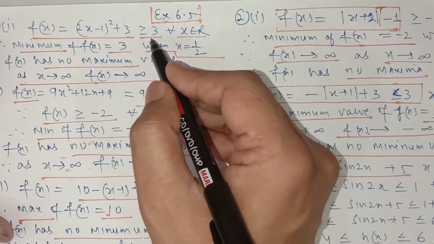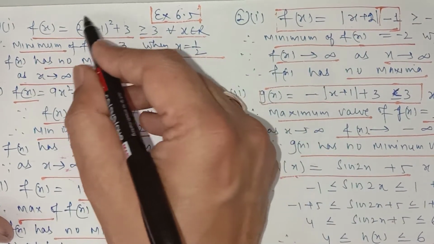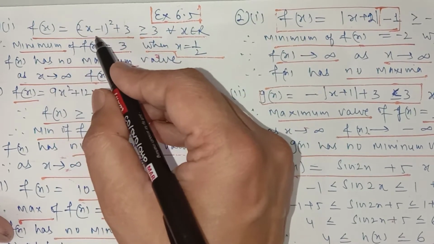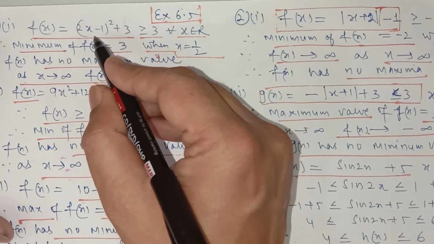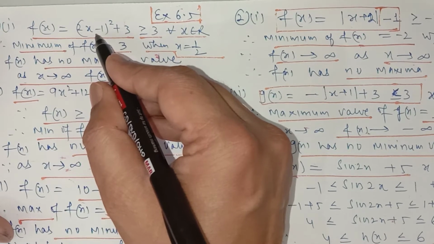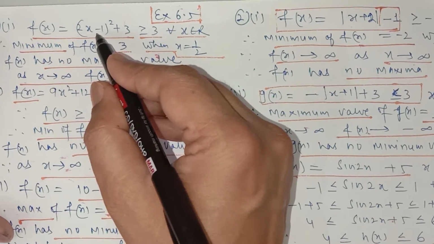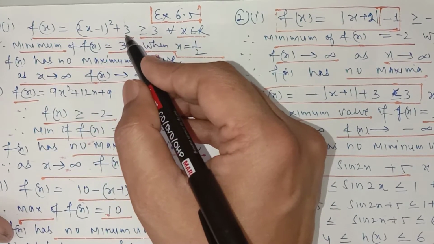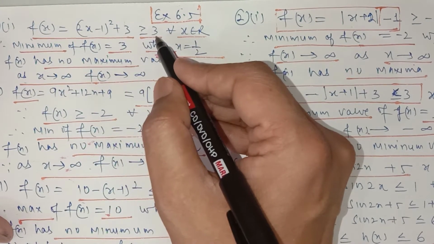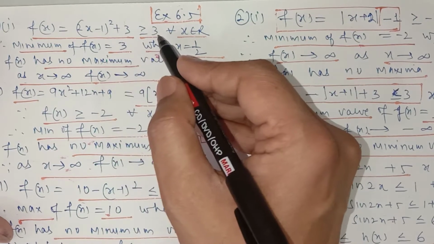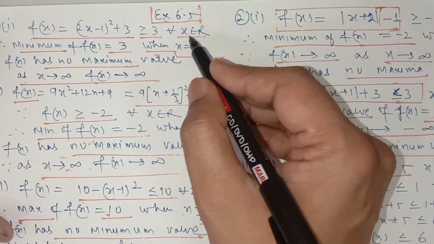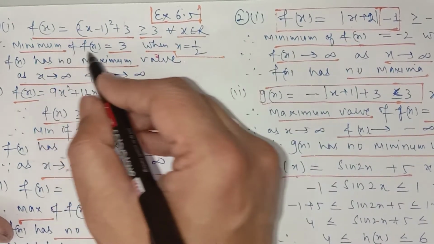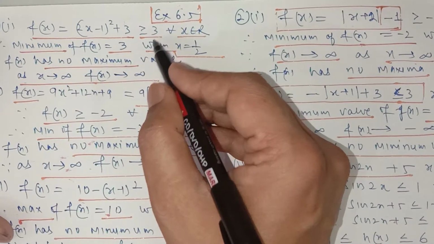Why should it be greater than or equal to 3? Because a perfect square cannot be negative. Its minimum value will be 0. It cannot be less than 0. So 0 plus 3, it means its minimum value will be 3, for all real numbers, whatever the value of x, where x belongs to the real numbers. So the minimum value of this function is 3.